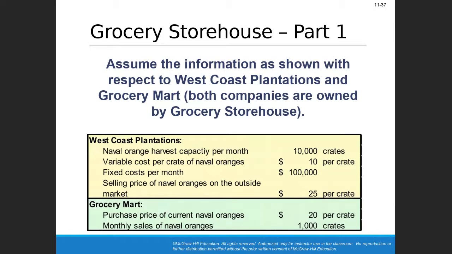Here's their capacity, 10,000 crates. It costs them $10 per crate variable. Their fixed costs are $100,000. And if they were to sell these, they could sell them for $25 a crate, right? And here's Grocery Mart. They need 1,000 crates of oranges, and they can just go on the market and buy them for $20 per crate.